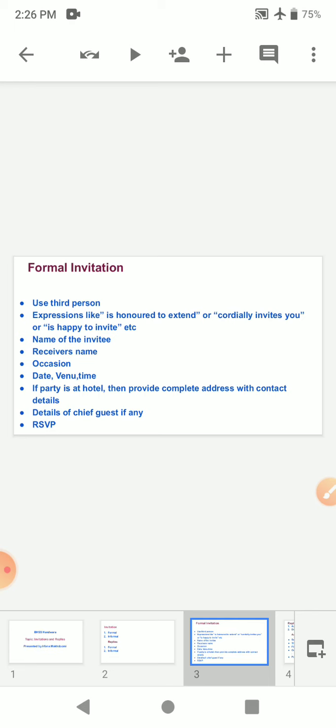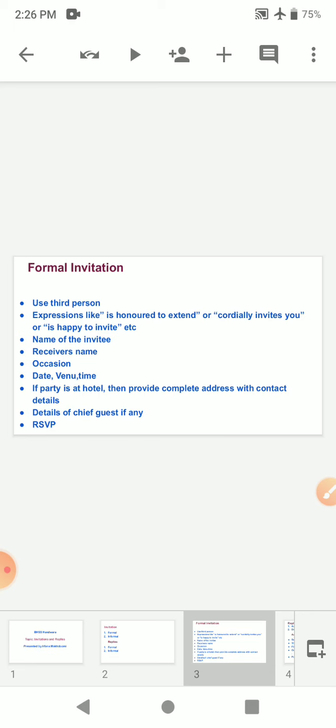Then you will write the occasion, whether it is a birthday party, annual day, marriage ceremony or anniversary. You will mention the occasion for which you are inviting.